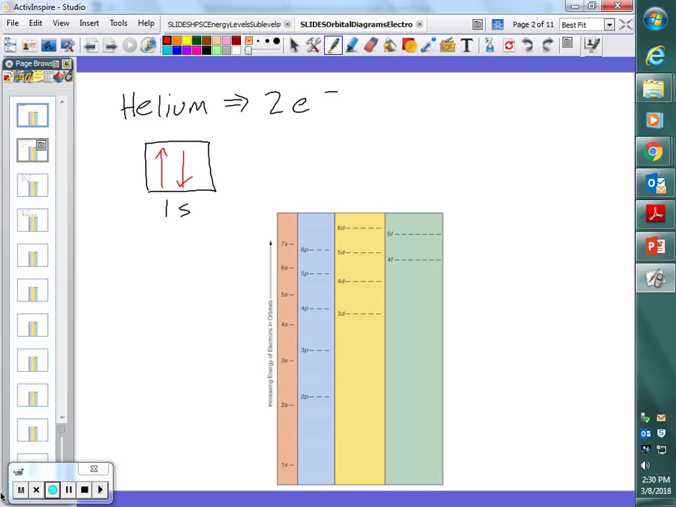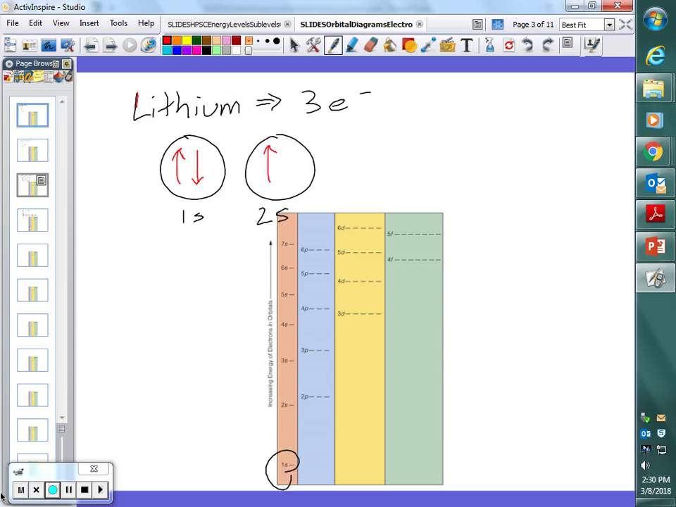What was the next one we did? Lithium. And what was the big change going to lithium? We added the next orbital. The 1s orbital is full, so we go to the next lowest energy by moving up this chart. 1s is always the lowest energy orbital, but the next one we run into is the 2s orbital. We draw another circle to represent that orbital, label it 2s, and put that extra electron in it. Is that orbital full? No.